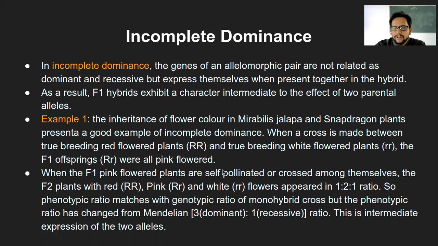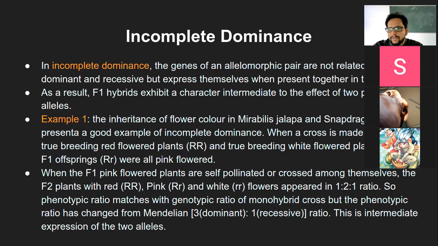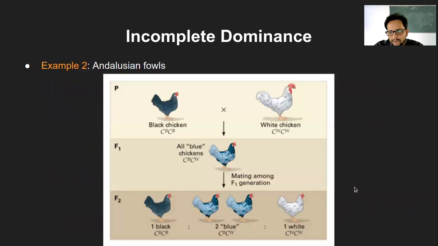The major difference between incomplete dominance and a typical Mendelian monohybrid cross was the phenotype ratio. In Mendelian crosses, the phenotype ratio was 3:1, with 3 being dominant characters and 1 being the recessive character. In this case, it changes to 1:2:1. Again, the first one is homozygous dominant, these two are the incomplete dominant ones, and the last one is homozygous recessive. You can see that here also.